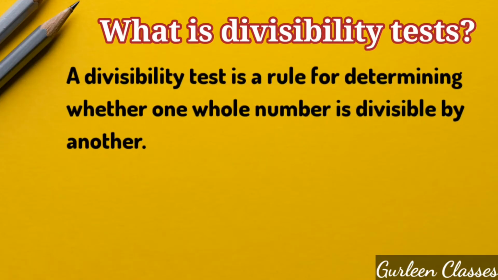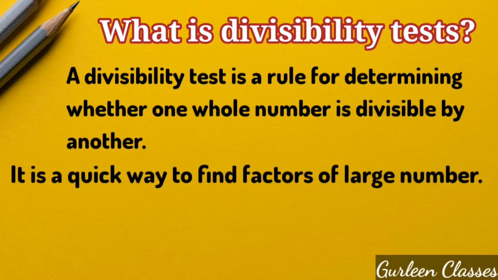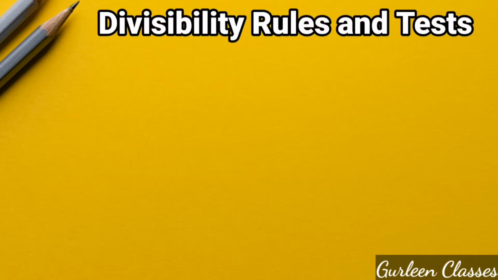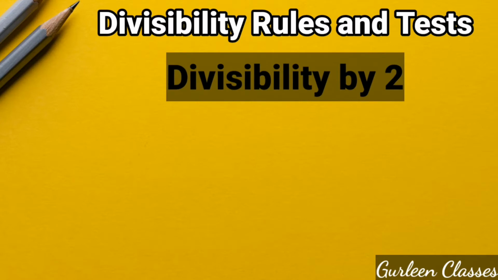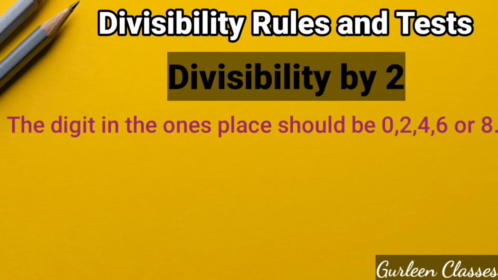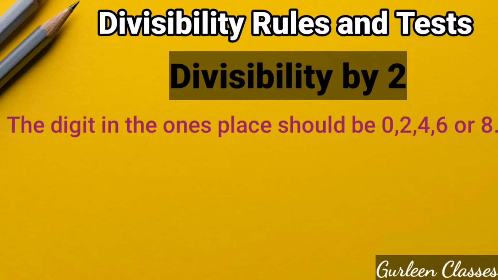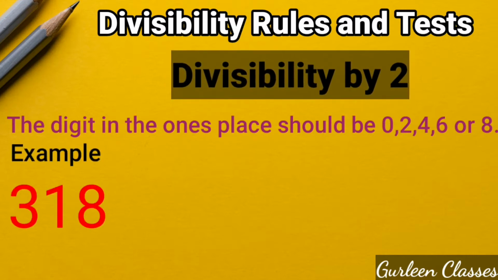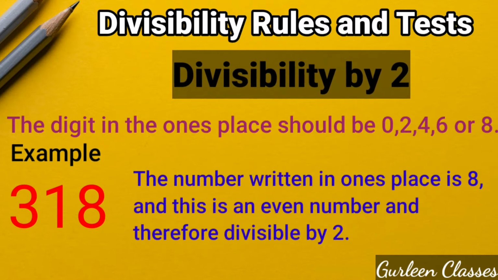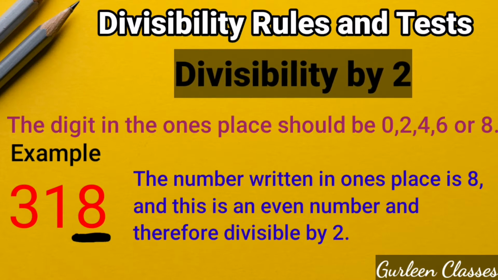A divisibility test is a rule for determining whether one whole number is divisible by another. It is a quick way to find factors of a large number. So now, divisibility rules and tests. Divisibility by 2. A number is divisible by 2 if the digit in the ones place is 0, 2, 4, 6 or 8. Example: 318. The number at the ones place here is 8, and this is an even number and therefore divisible by 2.